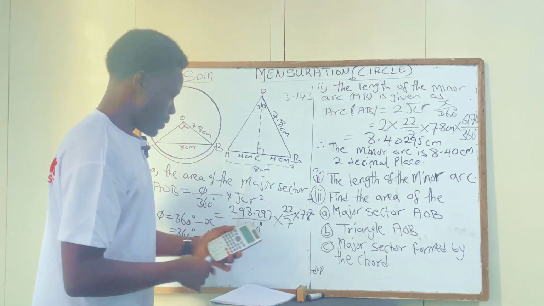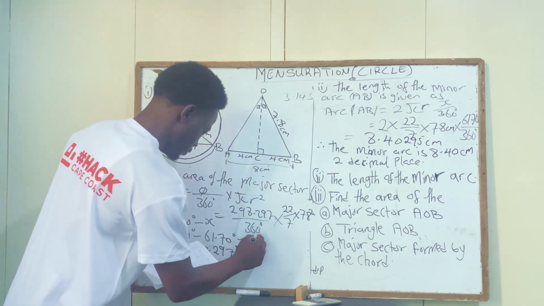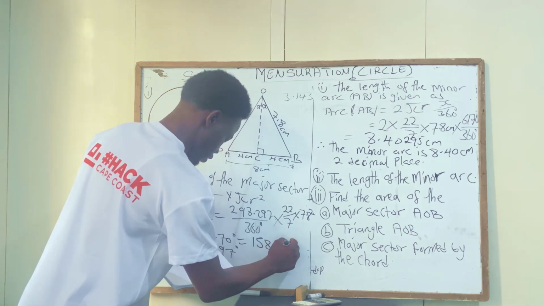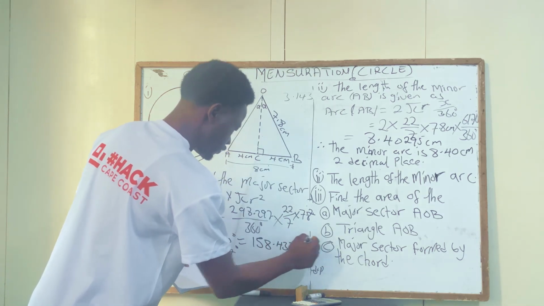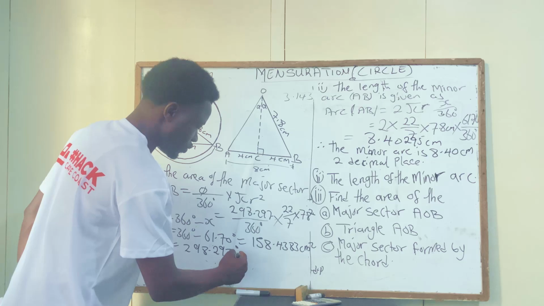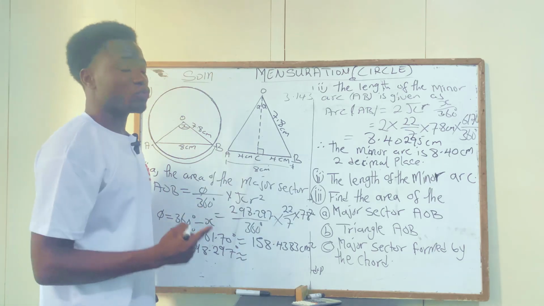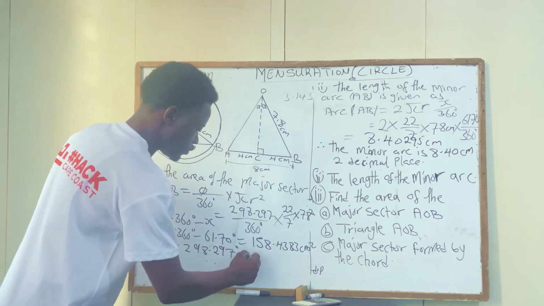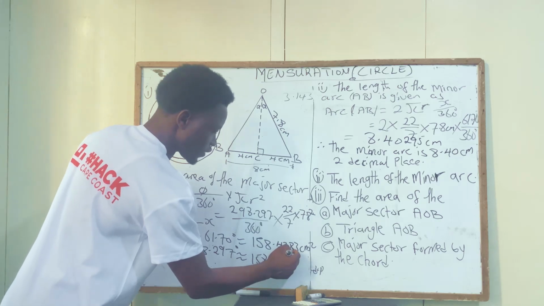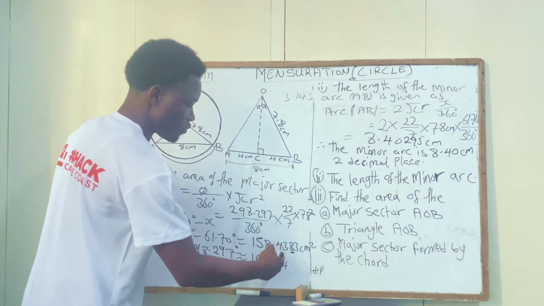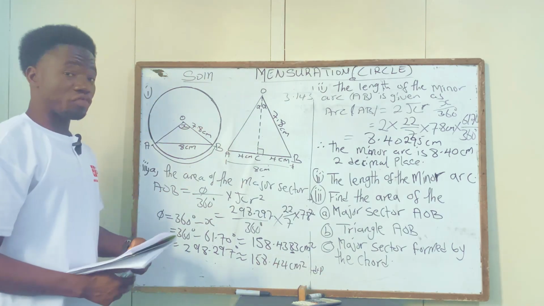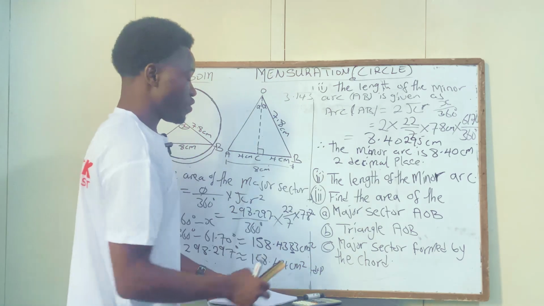So I have my answer as 158.4383 centimeters squared. Because it is an area, we are using the unit centimeters squared. But the preamble says we should round to 2 decimal places. So I'm going to round this to 2 decimal places, and because this is 5 or more, I convert it to 158.44 centimeters squared. So that is the area of the major sector.